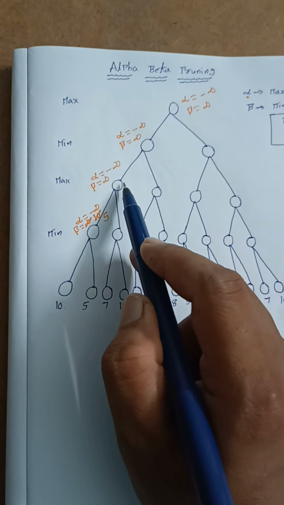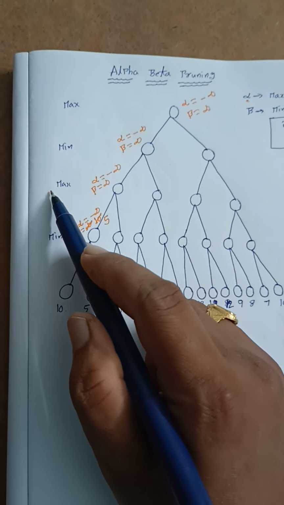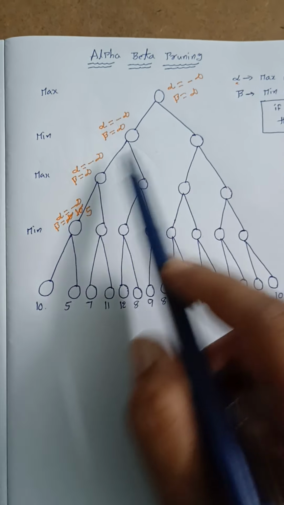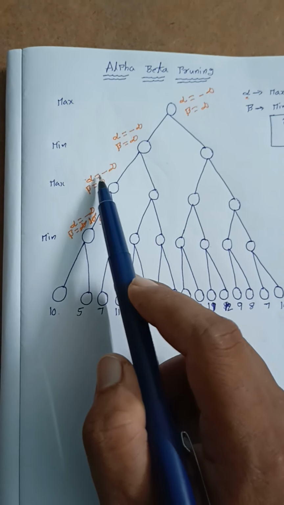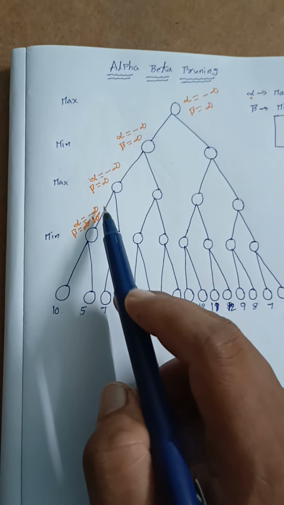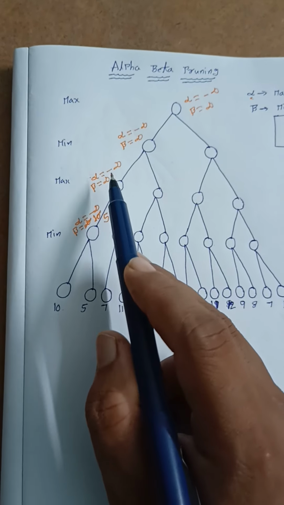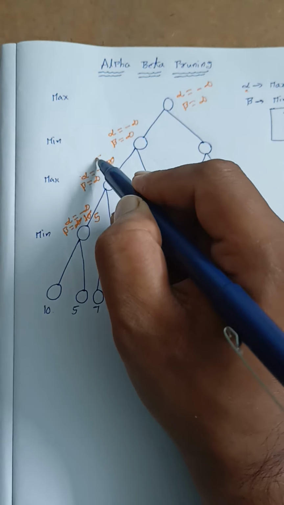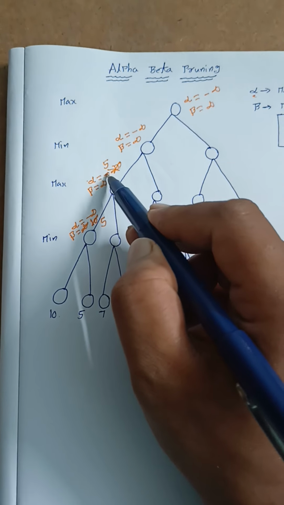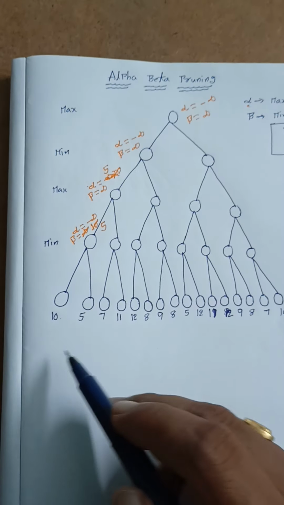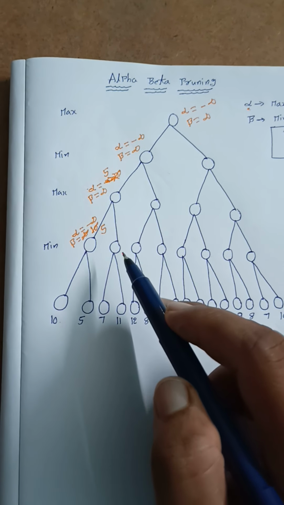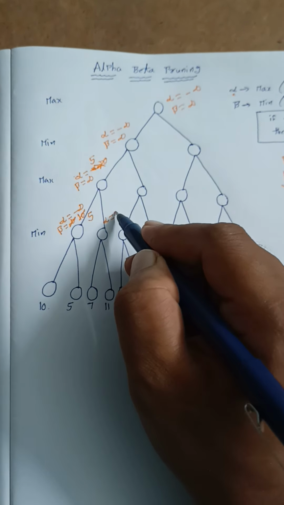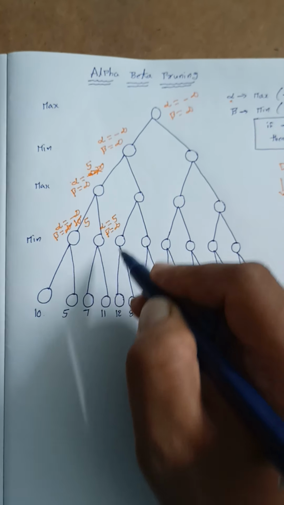Now we will move to this node. Please observe that this is the level related to the maximum level, so the alpha value will be changed. Up to now alpha is minus infinity, and the remaining value is 5. Which is the maximum value? Minus infinity, 5. So 5 is the maximum value. That's why alpha is equal to 5. Now the left children are completed. According to the DFS algorithm, we will move to the right child. Up to now the value of alpha is equal to 5, beta is equal to infinity.